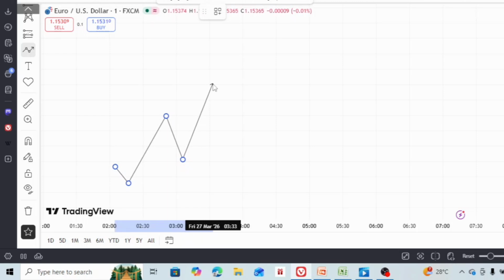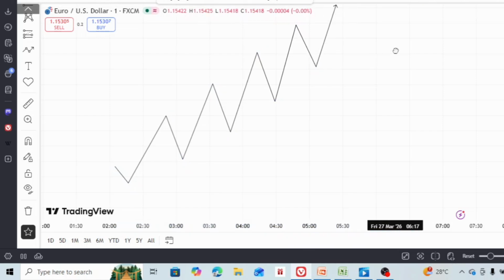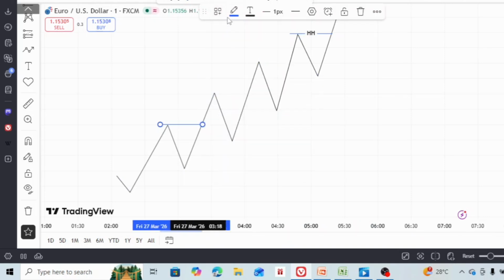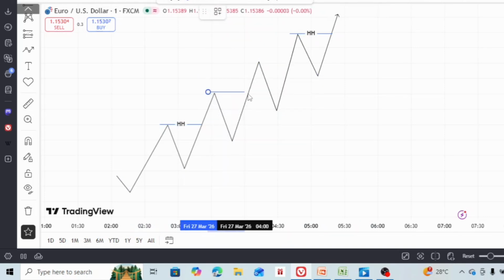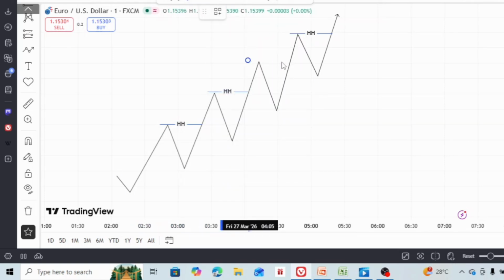So here the market is moving in an uptrend. Now let's assume that the market is moving in an uptrend. So this is an uptrend market. So we have our high here. So this is the higher high. You can just start from here. This will be the high, and then this will be the higher high. So these are the higher highs.